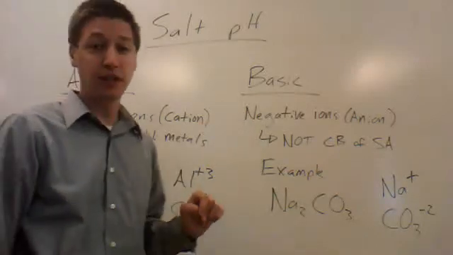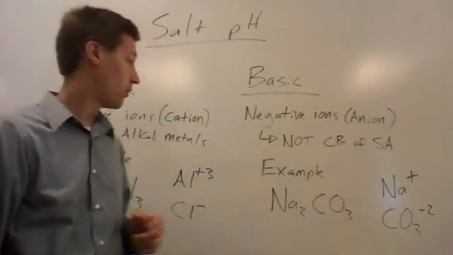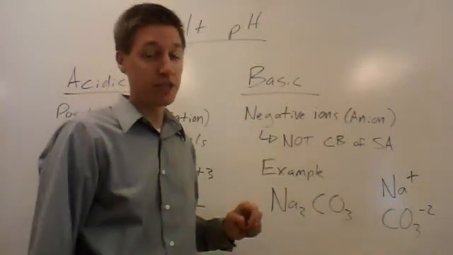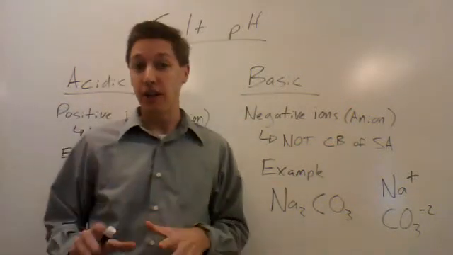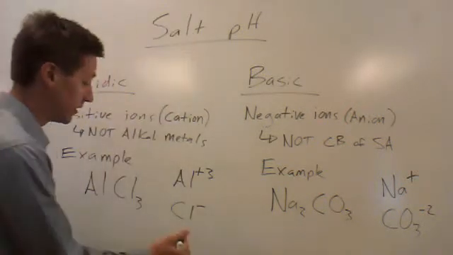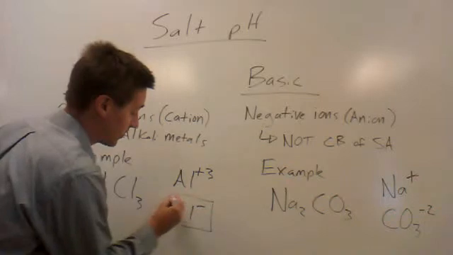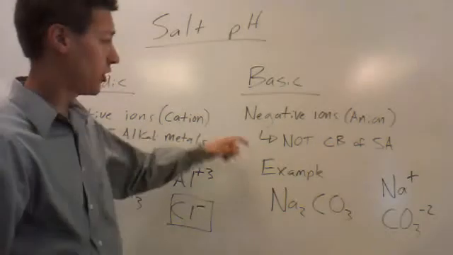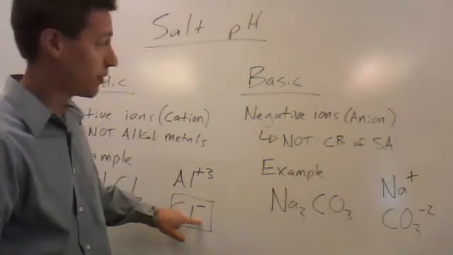How do you know something to be a base if you put it into water? If you have a negative ion which is not the conjugate base of a strong acid. Again, conjugate bases of strong acids are so weak that we call them neutral. Meaning like this one right here, this is the conjugate base of hydrochloric acid. This one's neutral, it doesn't react. So this negative ion would not do something.